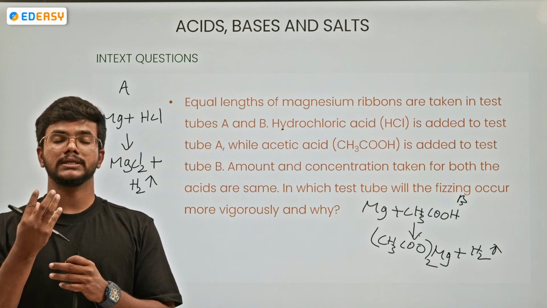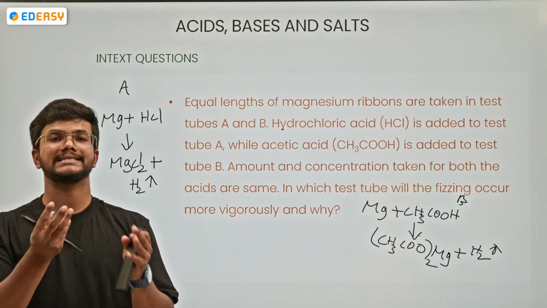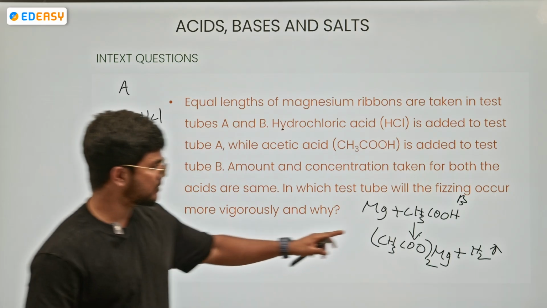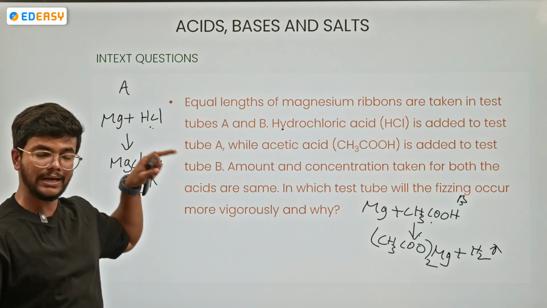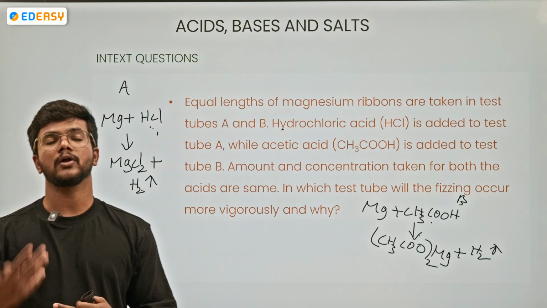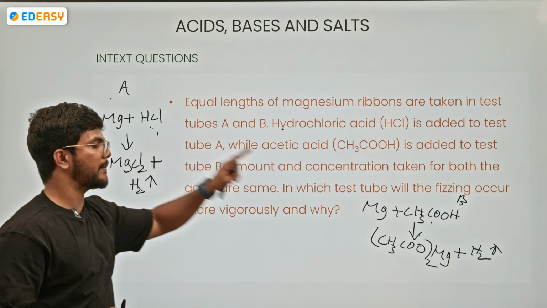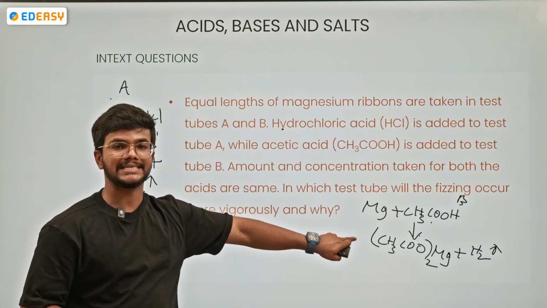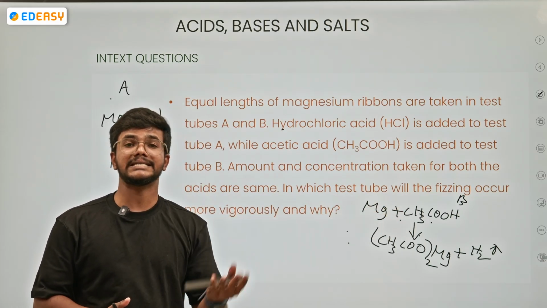So hydrogen gas is released more if the concentration of the acid is more. Okay, so in both these acids, CH3COOH and HCl, HCl is a strong acid which releases more hydrogen because it contains more hydrogen. So fizzing will be more in test tube A compared to test tube B, because test tube B contains a weak acid which contains less hydrogen.